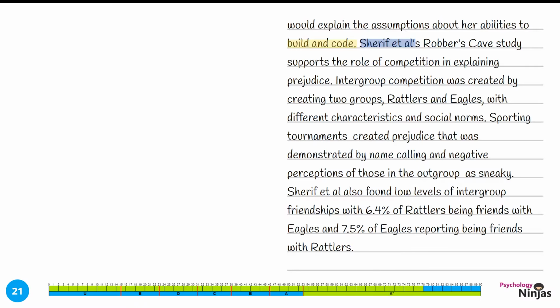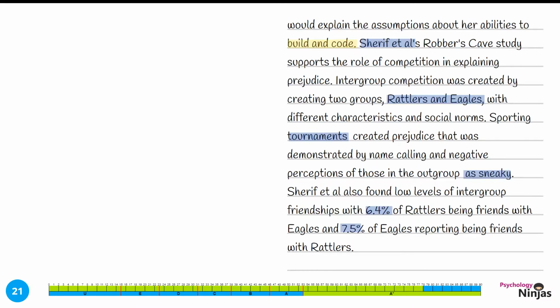Sherif et al. also found low levels of intergroup friendships, with 6.4% of rattlers being friends with eagles and 7.5% of eagles reporting being friends with rattlers. A range of details here shows our thorough and detailed understanding of Sherif's study: the names of the two groups, the different activities that they took part in, and the results of these activities, as well as specific numerical findings.